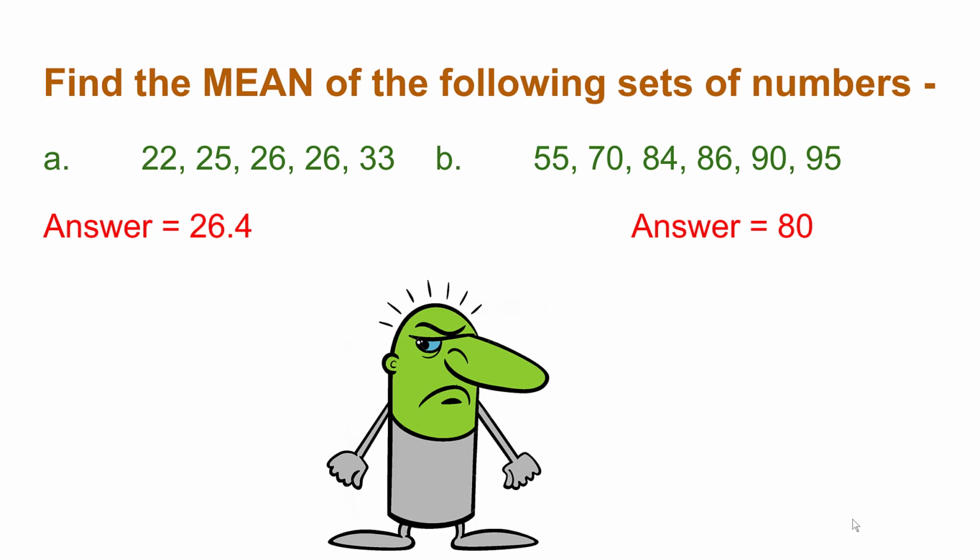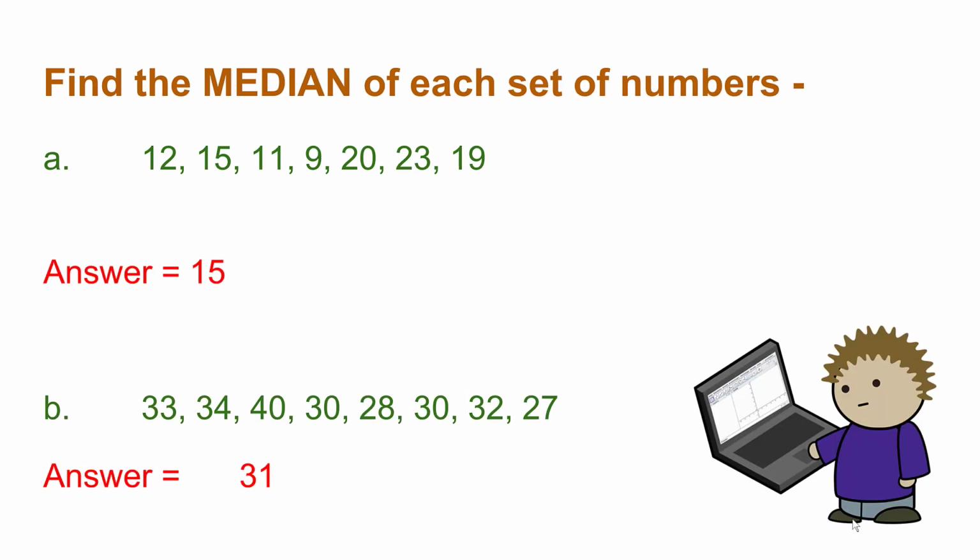Find the mean. So some more mean questions. Again, you need to add them all up and divide by 5. The answer is 26.4. For B, you need to add all the numbers and divide by 6 because there are 6 numbers, and the answer is 80. Median. Again, the answer is not 9.